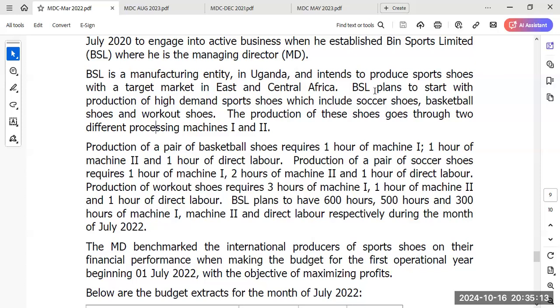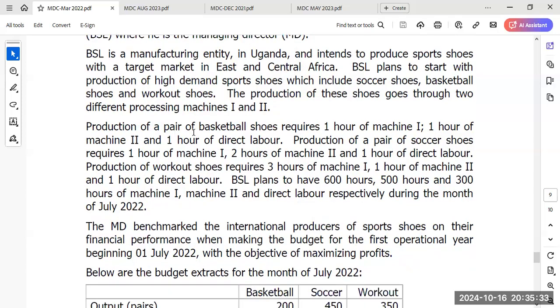They are telling us that BSL plans to start the production of high-demand sports shoes, which include soccer shoes, basketball shoes, and workout shoes. So we have 3 categories. And they are telling us that the production of these shoes goes through 2 different processing machines, 1 and 2. Okay? The production of a pair of basketball shoes requires, now they are trying to give you some information.